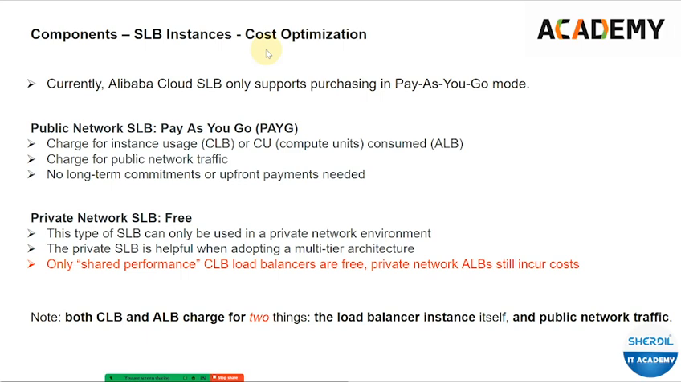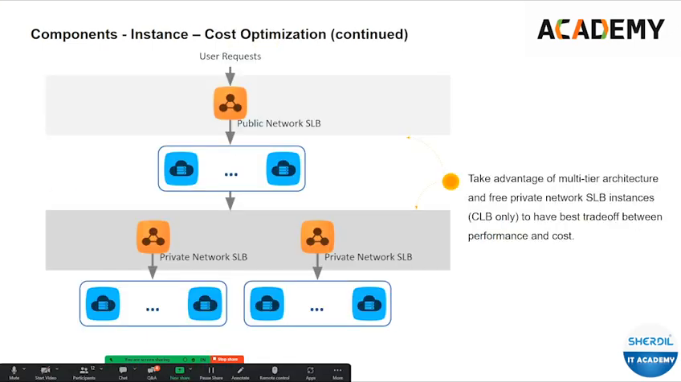SLB instances and cost optimization. Public SLB is a pay-as-you-go model, on a per hour basis, and the hours are 750 hours a month. So if the component price is $1 per hour, you will have to pay $750 per month because there are 750 hours per month.